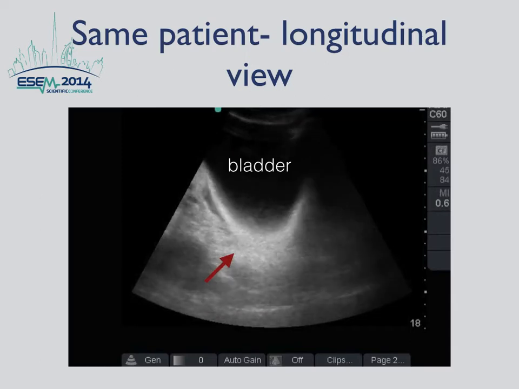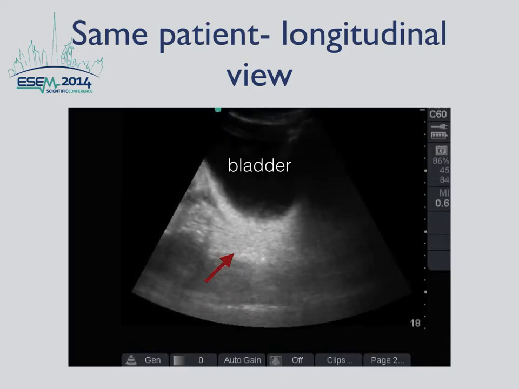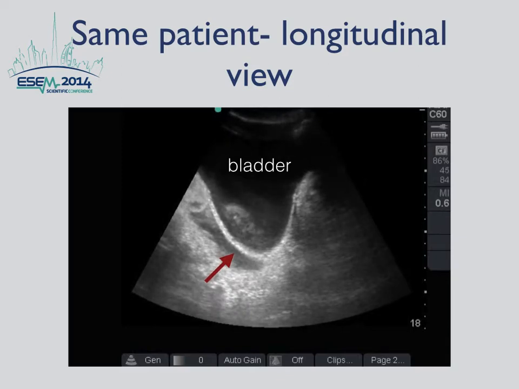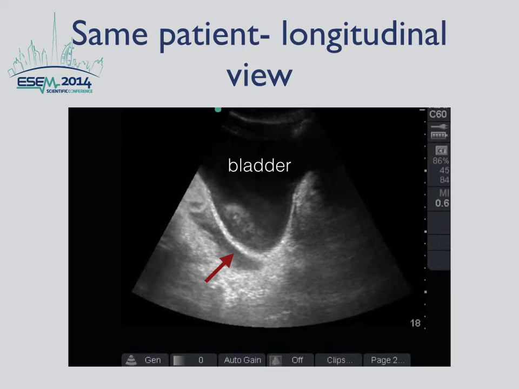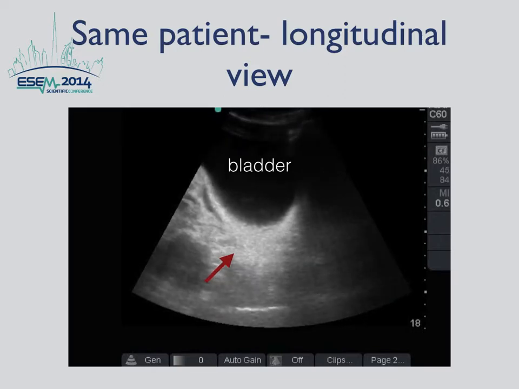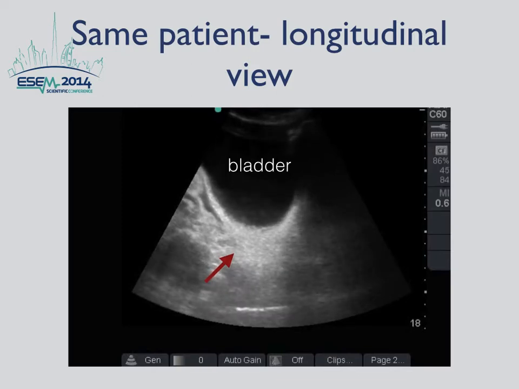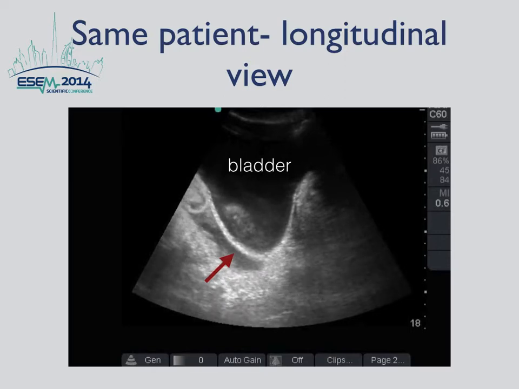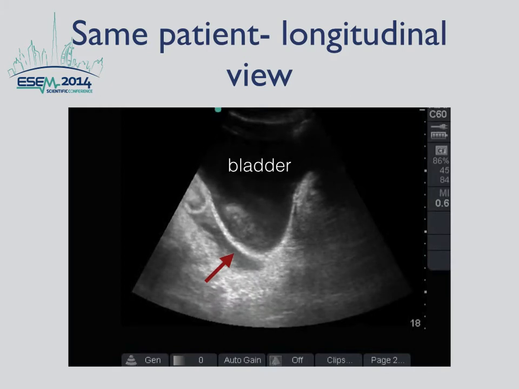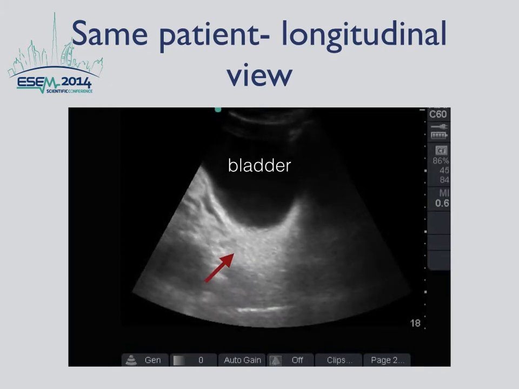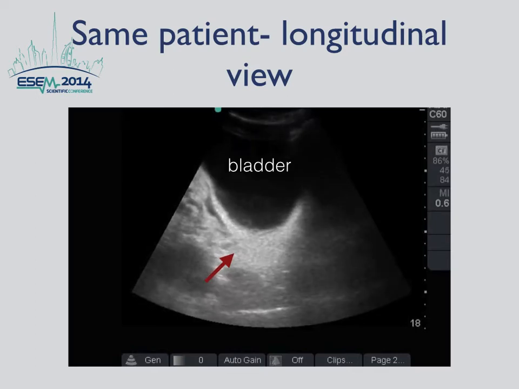It's very important to remember to adjust the gain to make sure that the brightness of the image is adjusted appropriately so you can appreciate free fluid, because if the gain is too bright, you might have a large amount of posterior acoustic enhancement, which is a normal artifact because the bladder is fluid filled, and then you can miss the free fluid. Remember again, we discussed earlier that the longitudinal view is more sensitive, especially when the bladder is filled, because if you scan in the transverse area only, you might miss the most dependent part of the pelvis, which is the most inferior part.